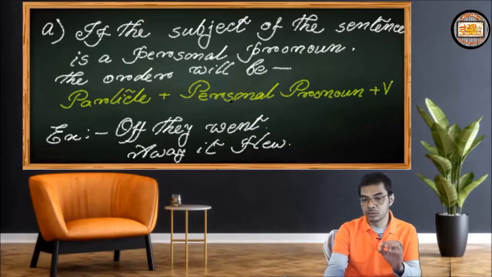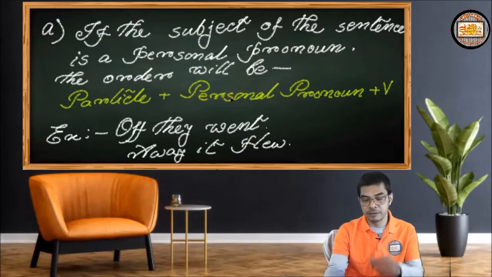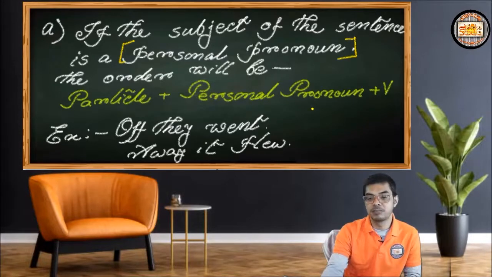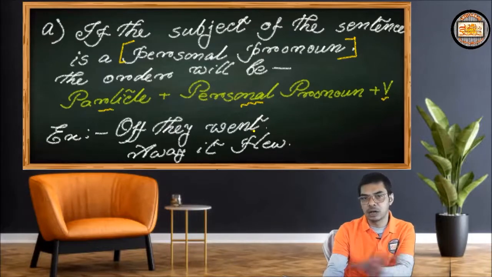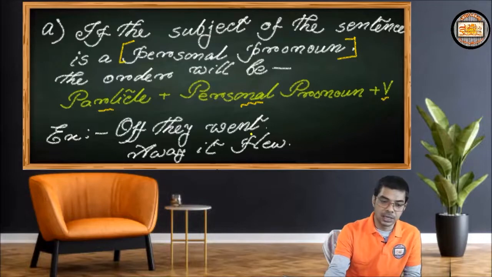The first rule of exclamatory sentences with the adverbial particles in frontal position: if the subject of the sentence is a personal pronoun. Yes, dear friends, this is the point. If the subject is a personal pronoun, the order will be particle, then personal pronoun, and then verb. Just a fixed set of rules. You have to follow this structure only. Particle, personal pronoun, verb.